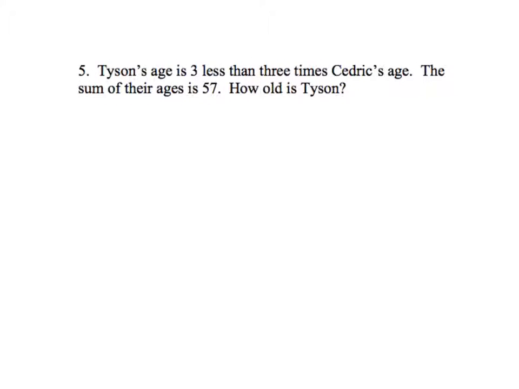So as I'm reading through this, again, I'm going to look for those totals, which are going to be next to the word is. So Tyson's age is, that's one of my totals. That's how I can set my equation equal to Tyson's age. And then it says the sum of their ages is 57. So I can set it equal to 57. It wants to know how old Tyson is. Well, I'm going to say T is Tyson's age, and C is Cedric's age.